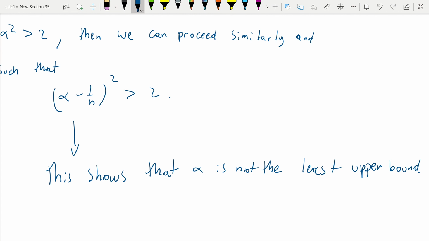And all numbers whose squares are strictly greater than 2, so the numbers, say beta, such that beta squared is greater than 2, are upper bounds for the set T. This is something we showed a couple of weeks ago. And so putting everything together, this would rule out the other possibilities, and would show that alpha squared then must be equal to 2.